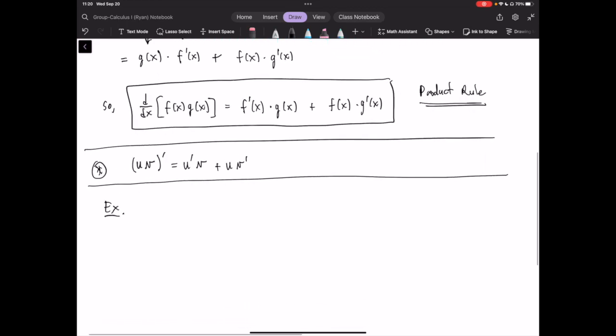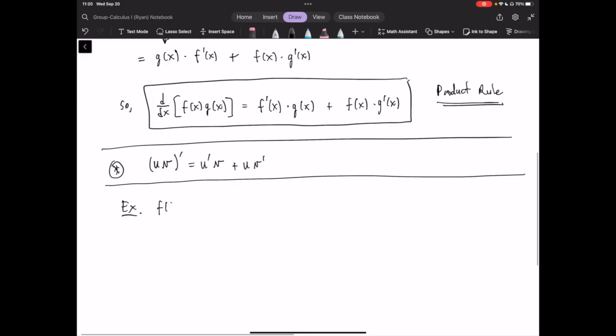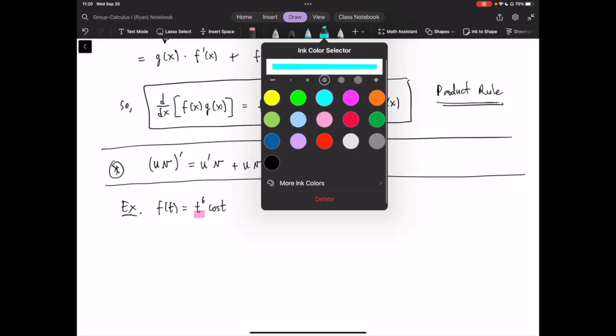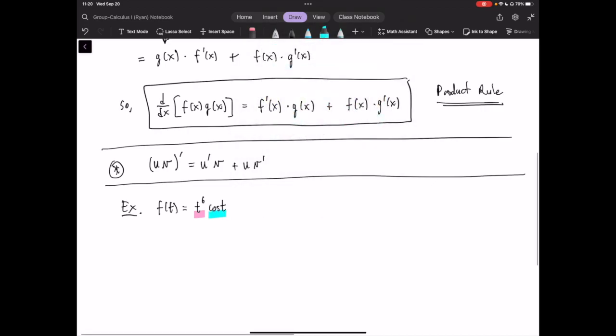Let's say we have a function. I'm going to swap out the x variable and just write this as a t, but what if f of t is equal to t to the sixth power times cosine of t? All right? Well, this is a product of two functions. What are the two functions? Well, the first function is the t to the sixth. The second function is going to be this cosine of t, right?